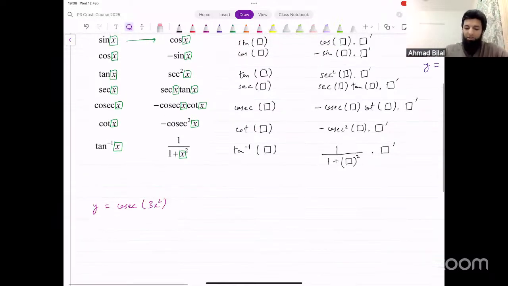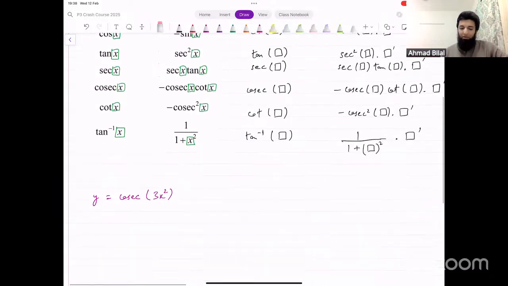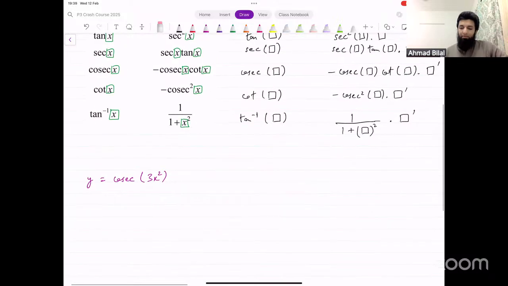You've got the formula sheet. The only thing that you have to add yourself is that you multiply with the derivative of whatever x is replaced with. Yeah, what's the derivative of this? What do we get? Derivative of cosecant is minus cosecant times cot.